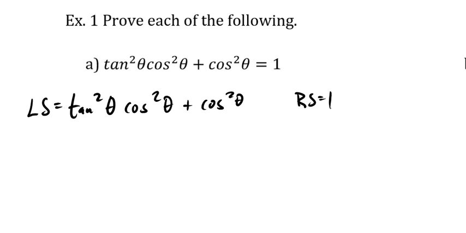So how would I change tan squared theta to sine squared and cosine squared? How would I do that? Like, what does it look like? Do it if you think you can do it. Brandon?